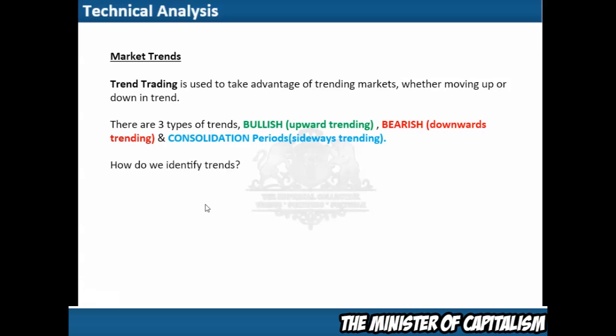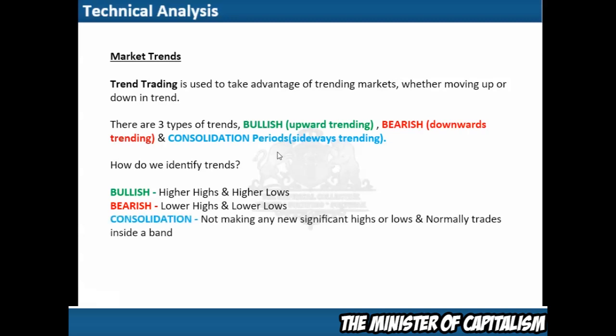How do we identify trends? A bullish trend is characterized by having higher highs and higher lows. A bearish trend has lower highs and lower lows. In a consolidation pattern, they're not making any new significant highs or lows, and things are normally trading inside a band or inside a range. We then use technical analysis to time our entry to the markets and set targets.